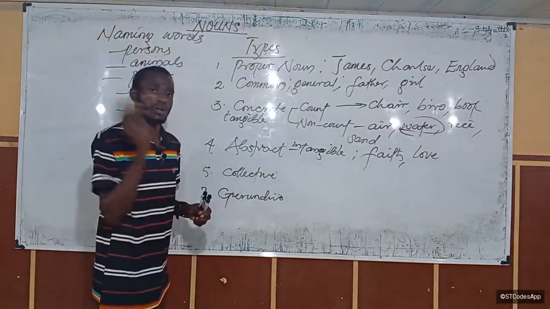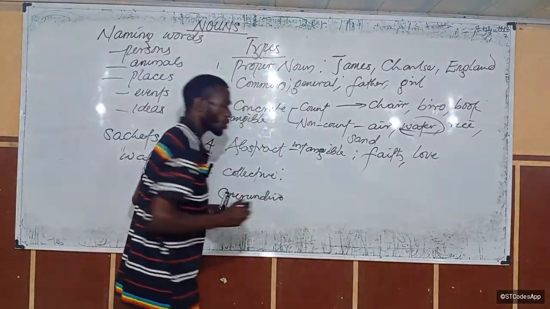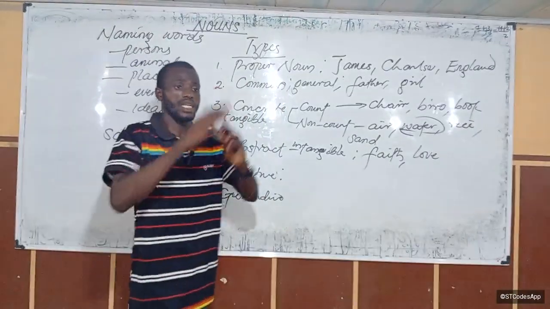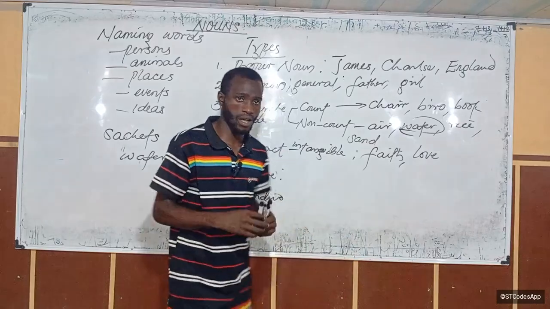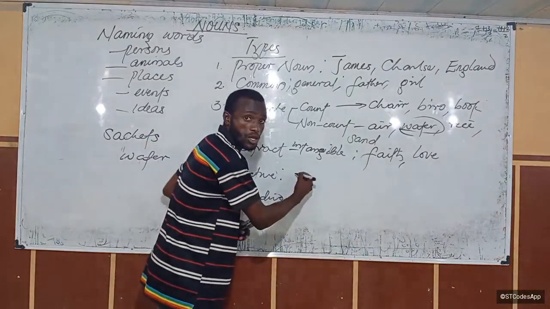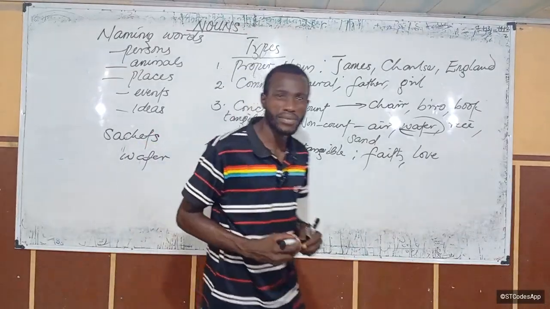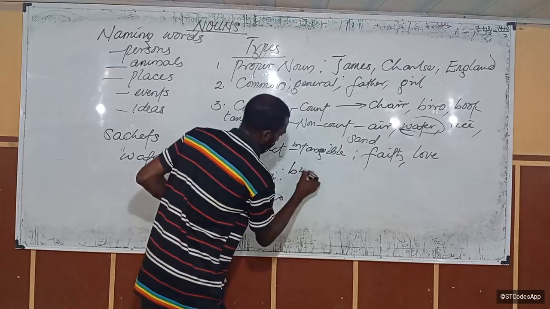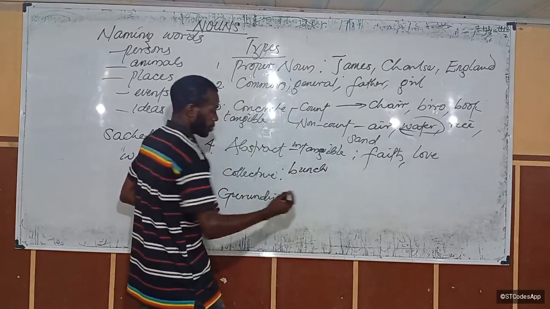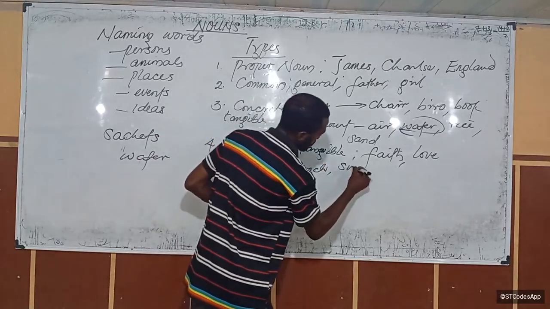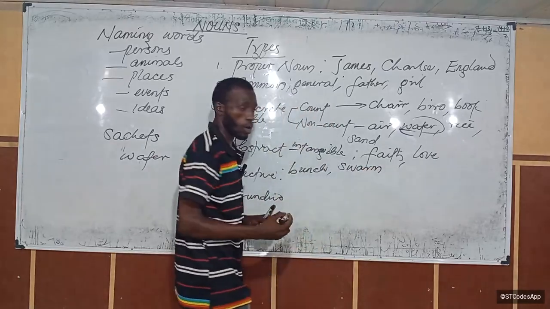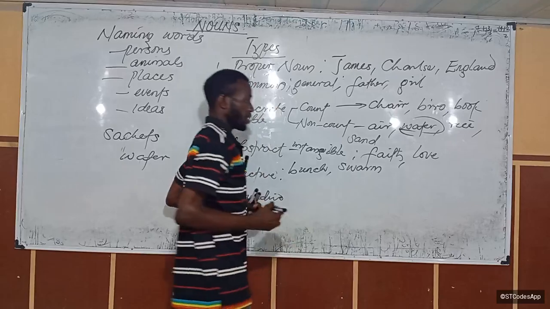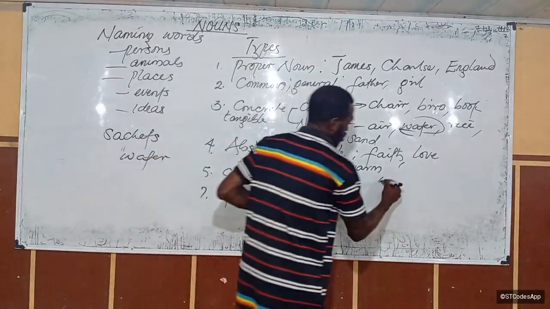All right. Then the collective nouns now. Collective nouns are nouns that talk about an aggregate of things. Is that okay? For example, we have a bunch of keys, a swarm of bees, a school of fishes.